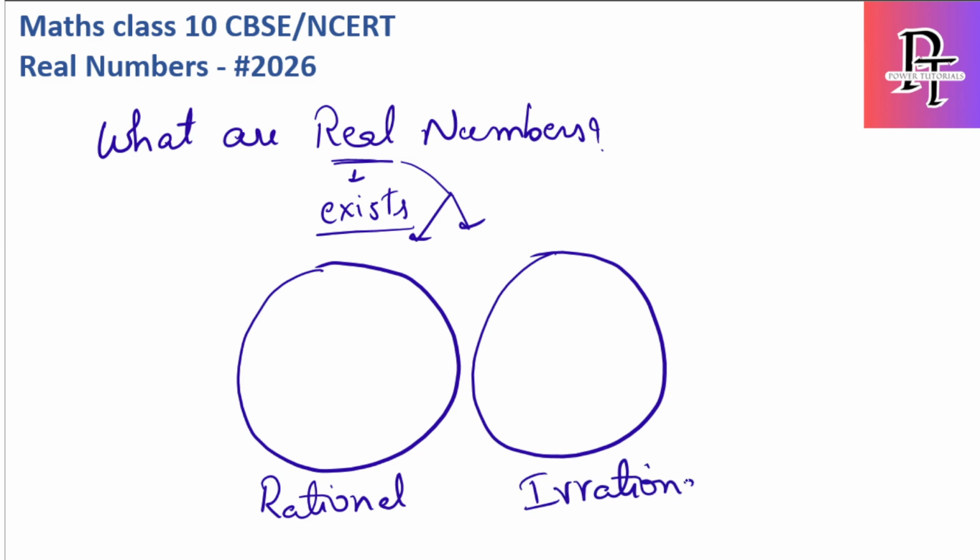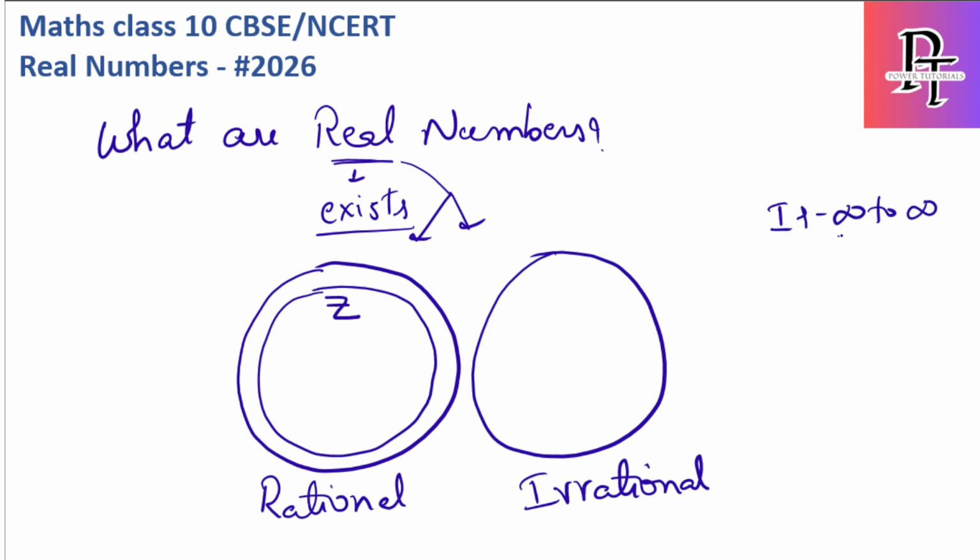Okay, we'll discuss irrational later. So just understand, inside rational we have integers, and we represent it as Z. Integers are the numbers from minus infinity to infinity, not in decimals, just as numbers. For example, minus 9 is an integer, plus 9 is an integer, plus 35 is an integer. Then we have whole numbers inside it.